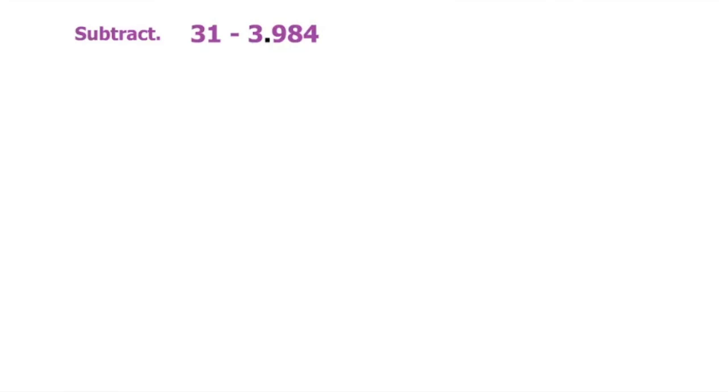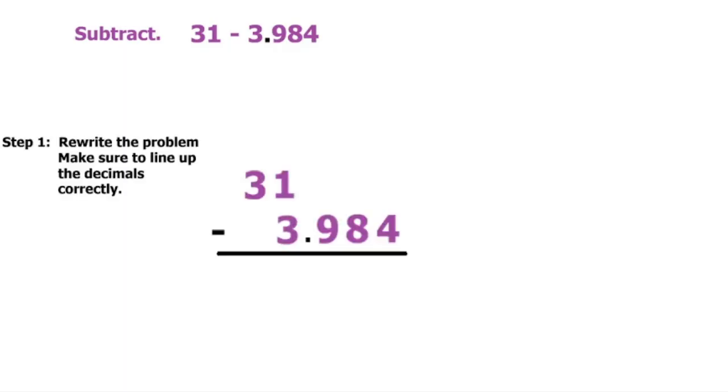In today's lesson, we're going to subtract a whole number and a decimal number. So if we have a problem like this that says subtract 31 minus 3.984. So the first step is to rewrite the problem. Make sure to line up the decimals correctly.